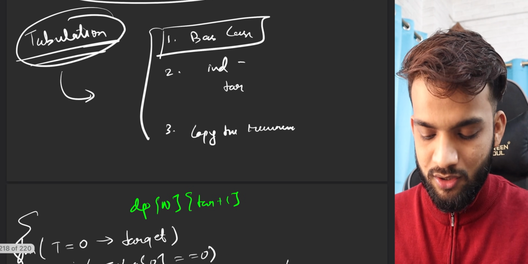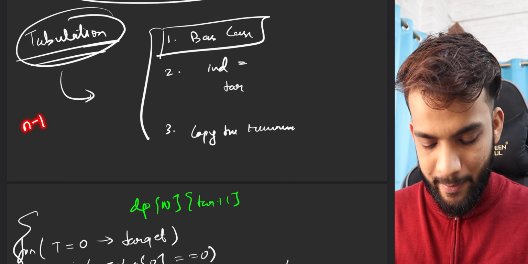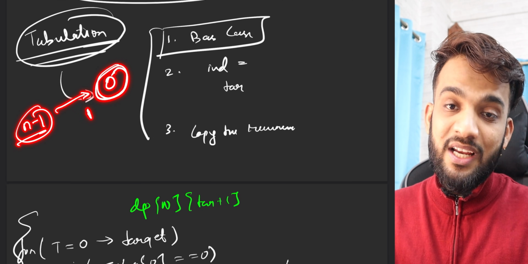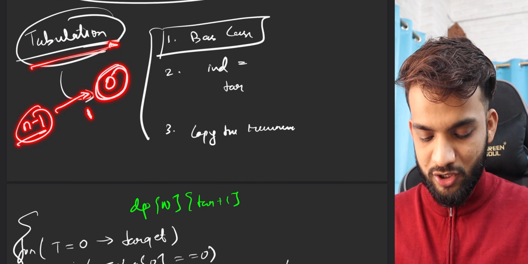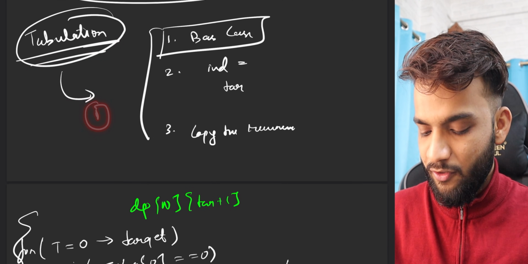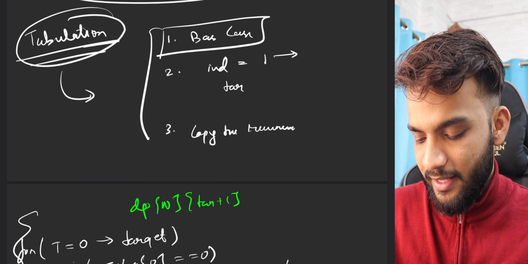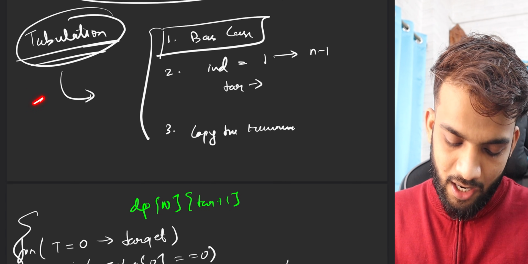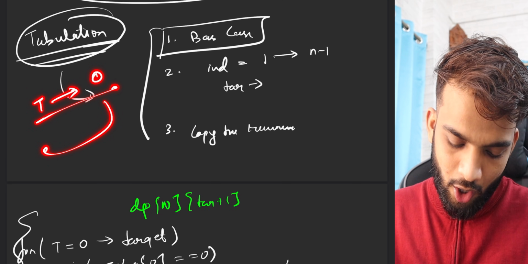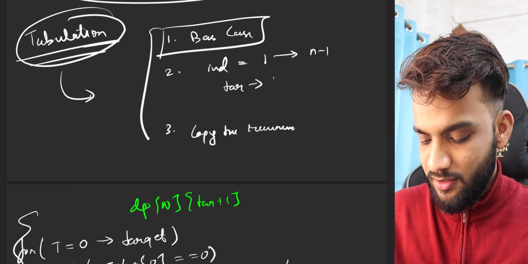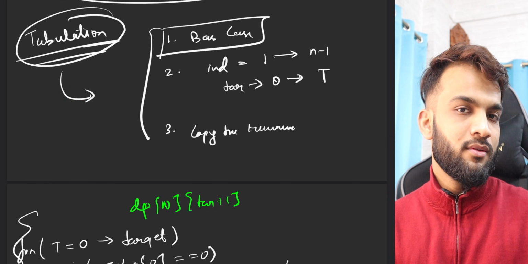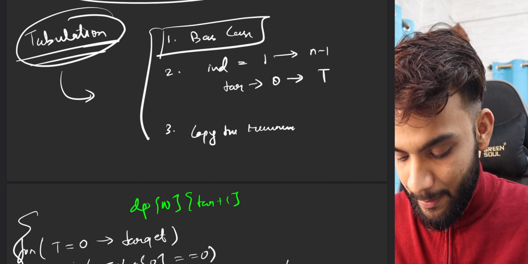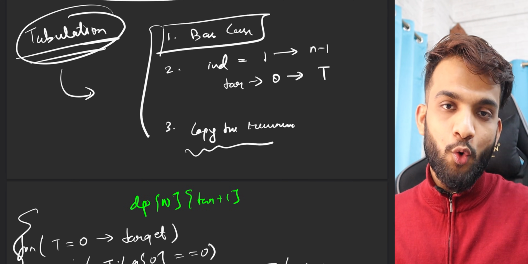What about this? Your recursion runs from n minus 1 to 0. 0 is the base case. What's tabulation? Bottom up. Which is the bottom case? 1. So you start from 1 till n minus 1. What about target? You started from target till 0. Go in the opposite fashion. So it will be 0 till target. That's it. I think we're pretty much done. So next step is copy the recurrence. So I'll show you that in the code now.